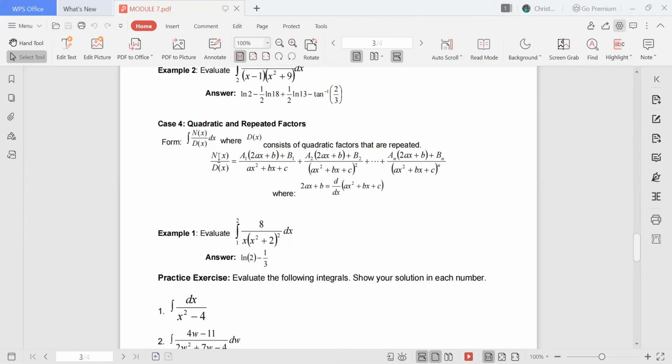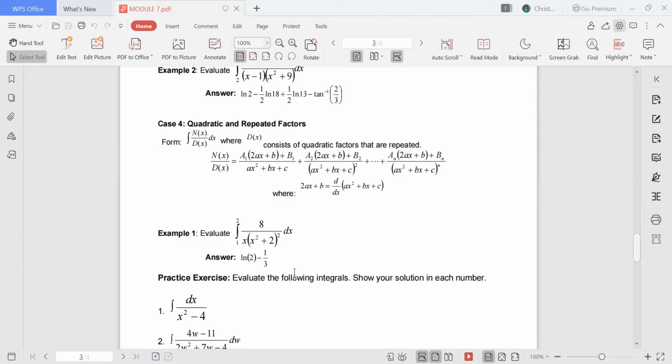So with that, we will have n of x over d of x, a sub 1, times the derivative again of your denominator, 2a sub 1 x plus b sub 1, plus a sub 2 times 2a sub 2 x plus b sub 2 over the other factors, up to a sub n times 2ax plus b plus b sub n over the n power of ax squared plus bx plus c, where again 2ax plus b is the derivative of your denominator.